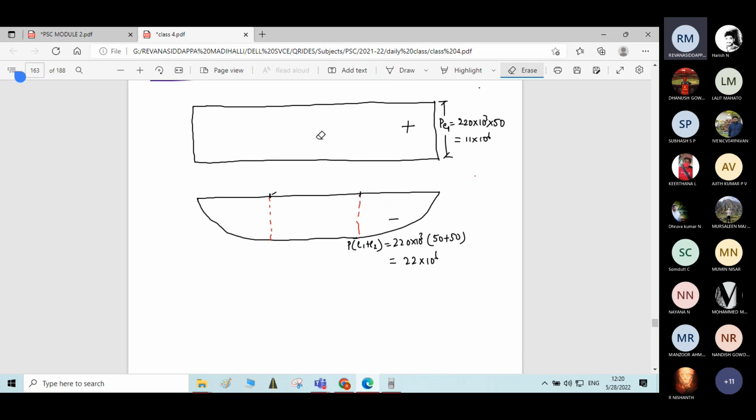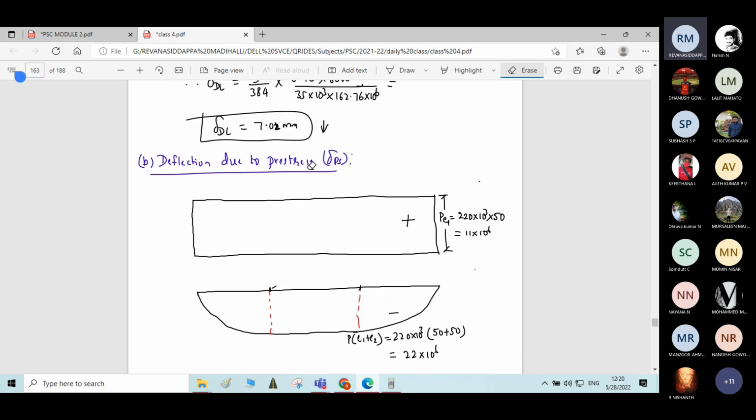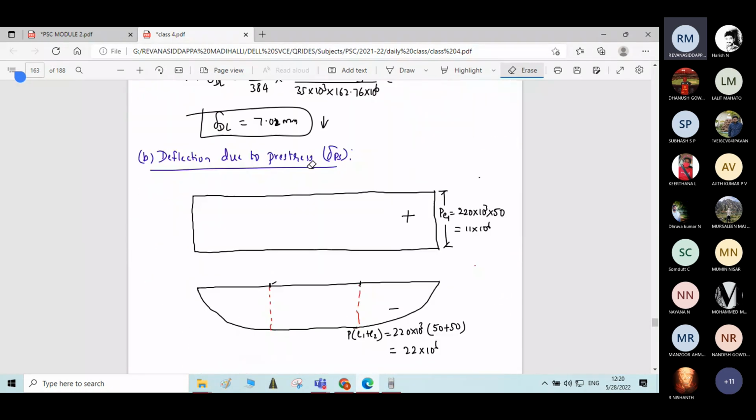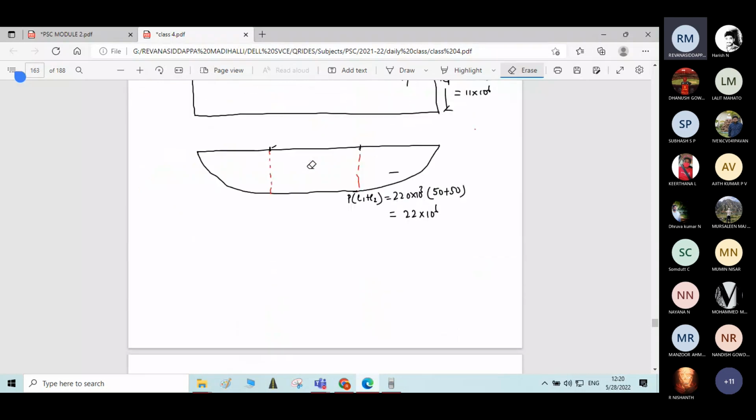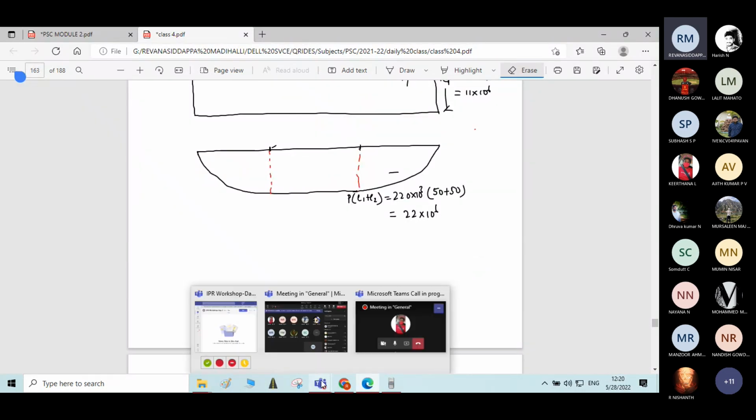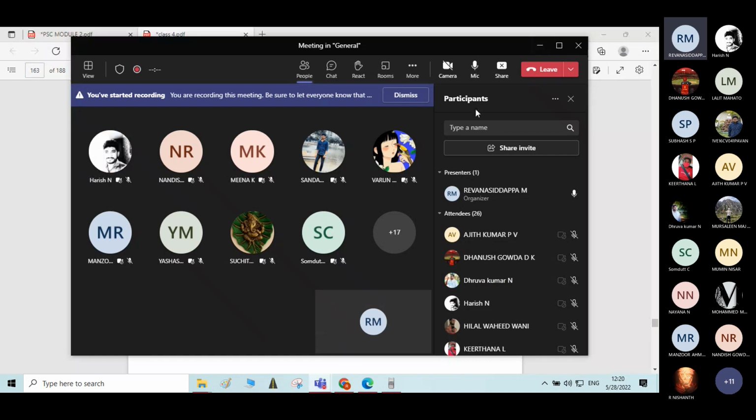Now you have to follow the same procedure. You have to use the same generalized formula, area into x bar divided by E into I. Please keep doing the problem. I will be back in another 2 minutes. Please keep doing the calculation.